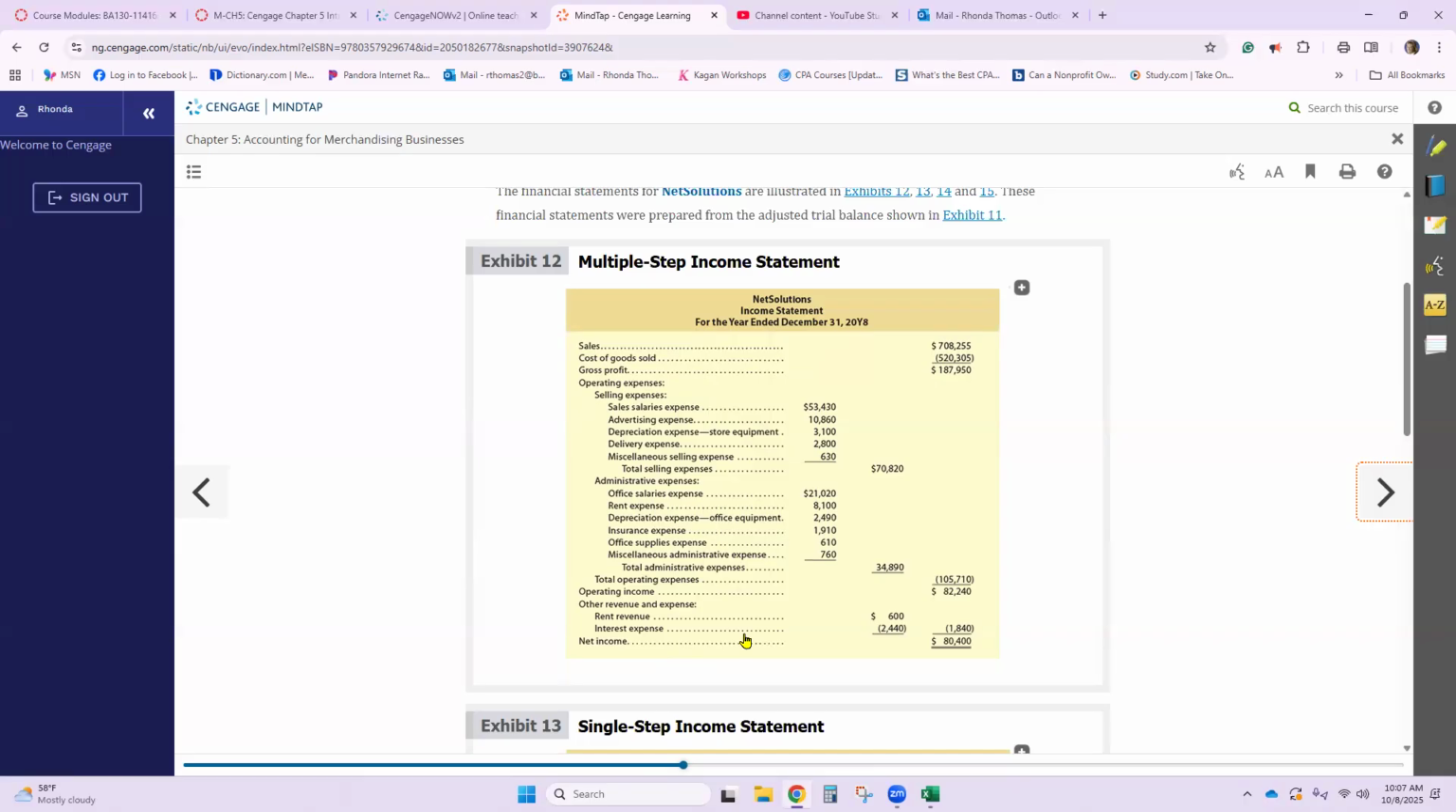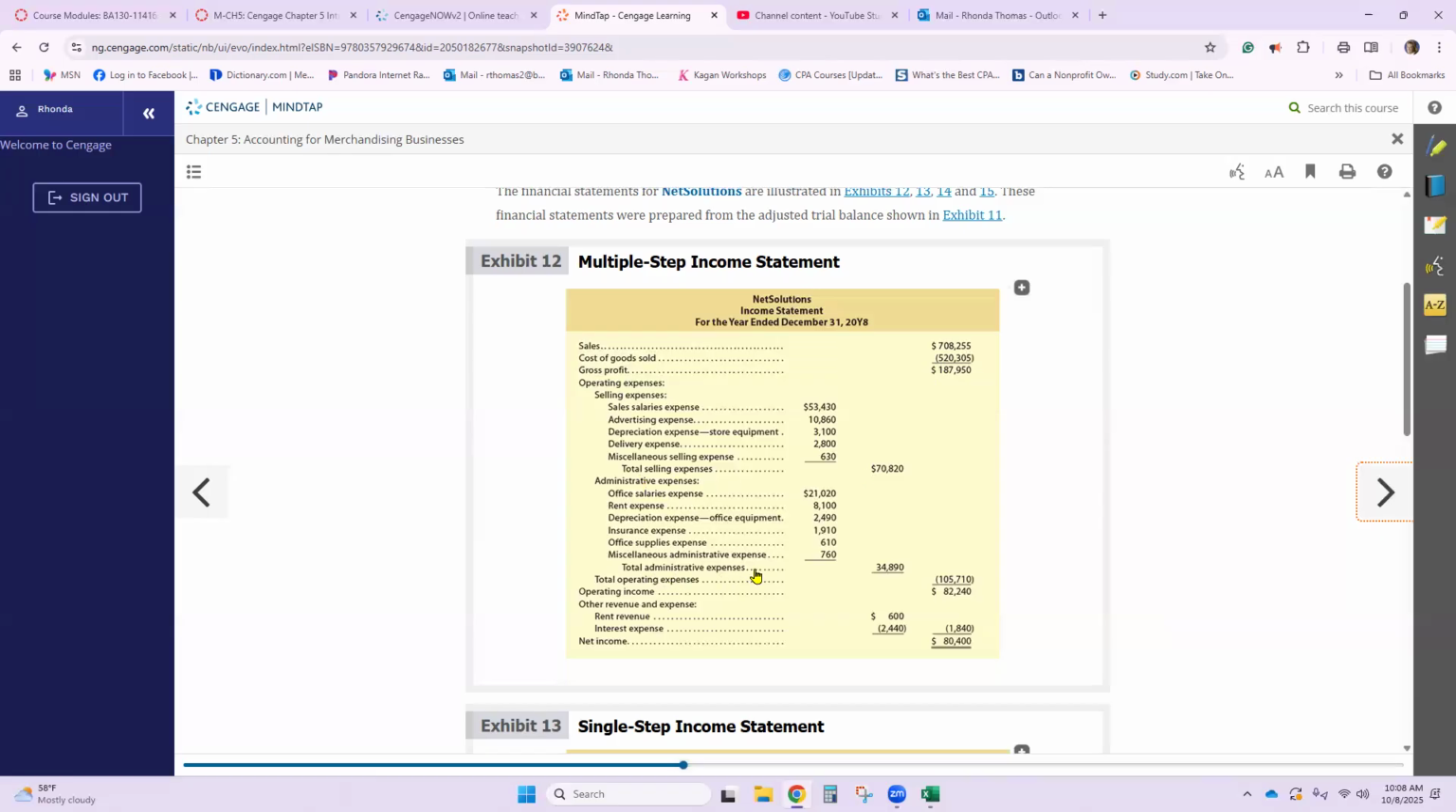Okay, so look, notice at the top, just like we did fees earned, we have sales. And then immediately following sales is the account cost of goods sold. That must be subtracted to get a subtotal called gross profit. If you want to write next to gross profit, you might write subtotal there. This is not an account. It's a subtotal, right? Just like total selling expenses is a subtotal.